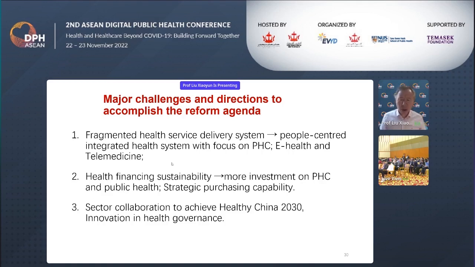We need to have more investment in the primary care system and also the public health facilities, and to develop some strategic purchasing capability with a focus on the public health service and the primary care services. And in the Healthy China Strategy 2030, to achieve the ambitious goals of Healthy China 2030, we need to strengthen the sector collaboration between the National Health Commission and other ministries. And also we need some innovation in health governance to achieve these goals.